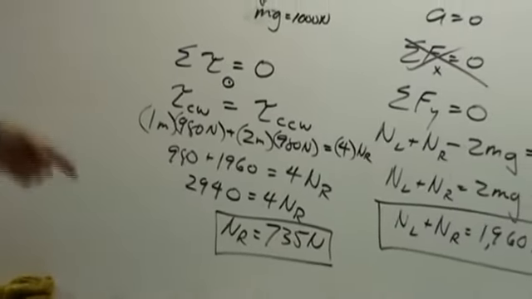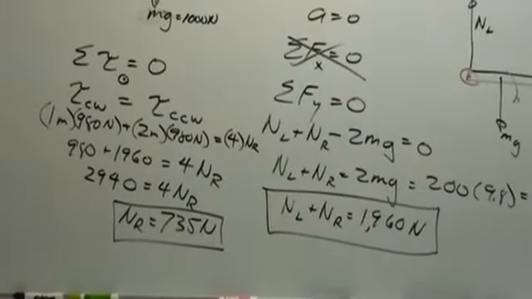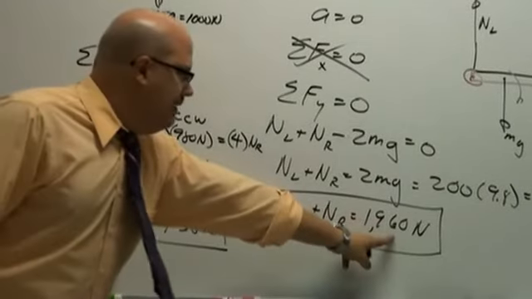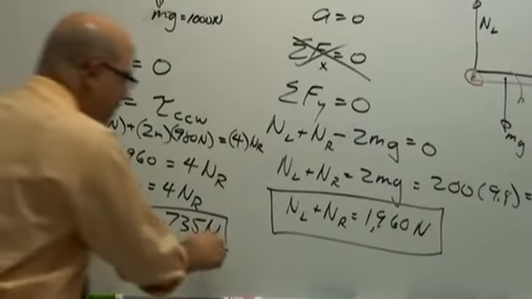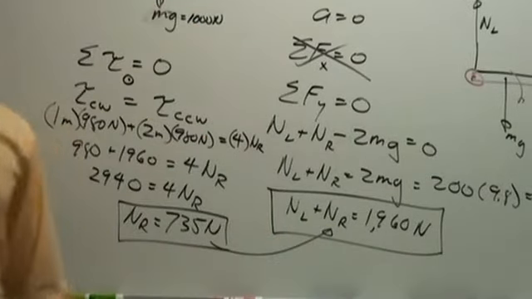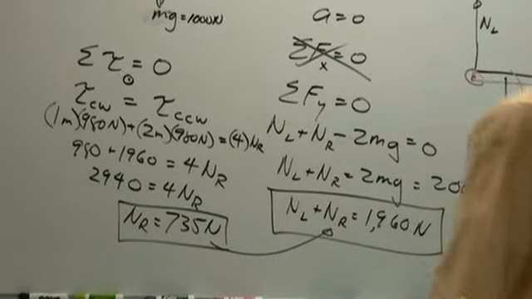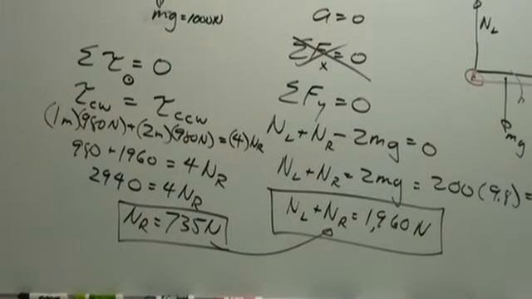If the force on the right is 735, what's the force on the left? 1960 plus 980, whatever that is, minus that, right? So I plug that in there and I get the other one. Does that make sense? Okay, you got it? All right, let's do another one.